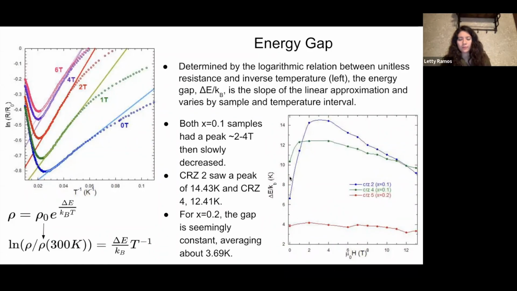For both of the 10% samples, it seemed to peak around 2 to 4 Tesla and then slowly decrease, with a peak of about 14 and 12 Kelvin. For the 20% sample, it was seemingly constant, averaging about 3.7 Kelvin. And for the parent compound, we just know that at 0 magnetic field, it had an energy gap of about 10 Kelvin.